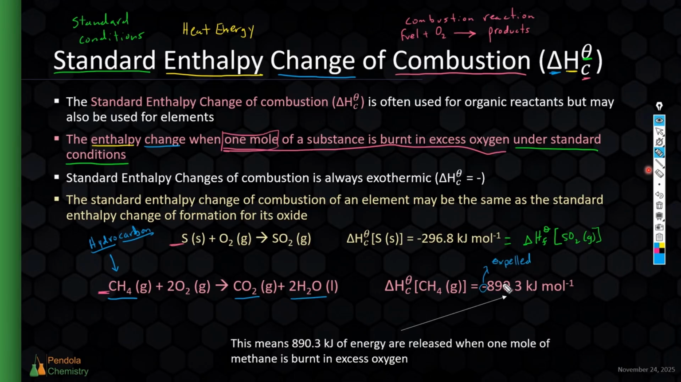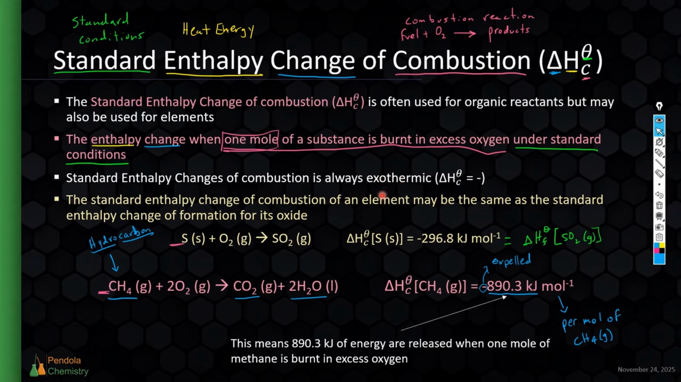So heat given off, and that means that we give off 890.3 kilojoules for every mole, or per mole, of, in this case, methane, CH4 gas being given off. All right, so keep that in mind. That's what the enthalpy change of combustion is.